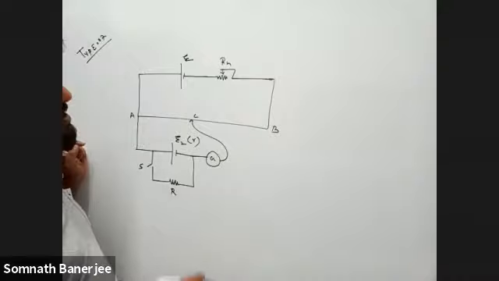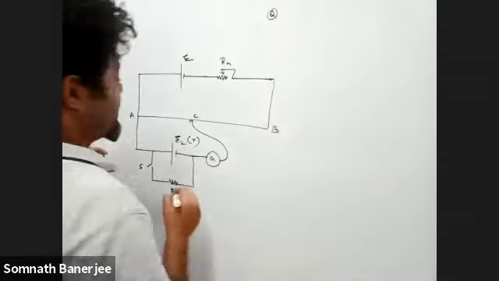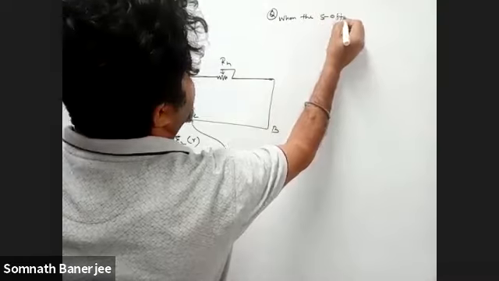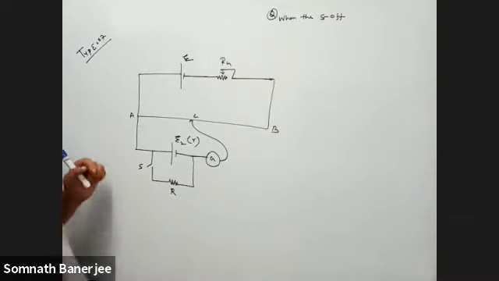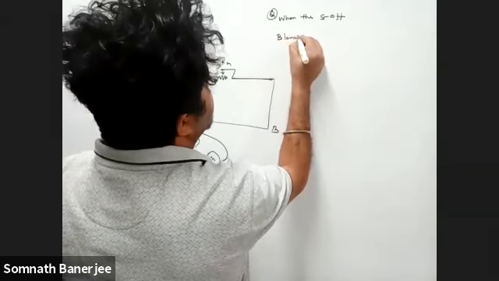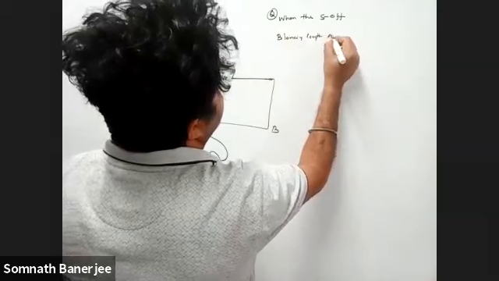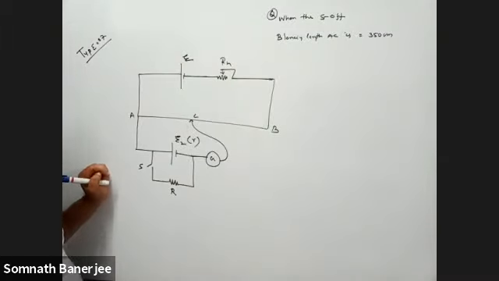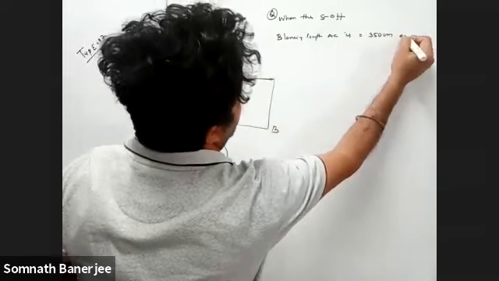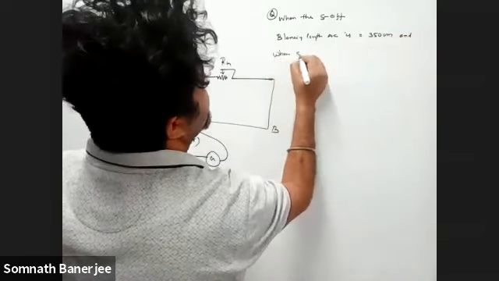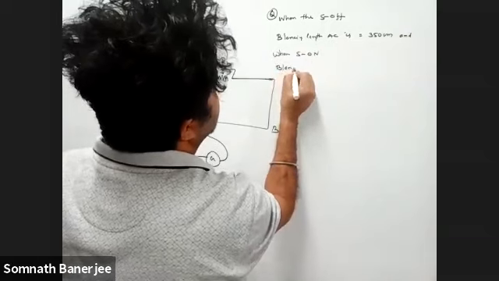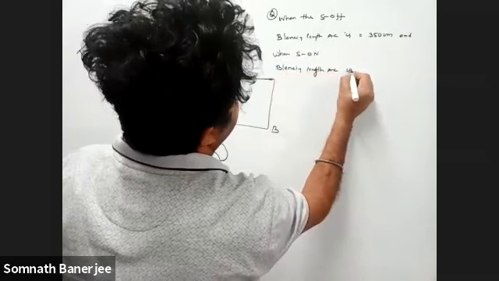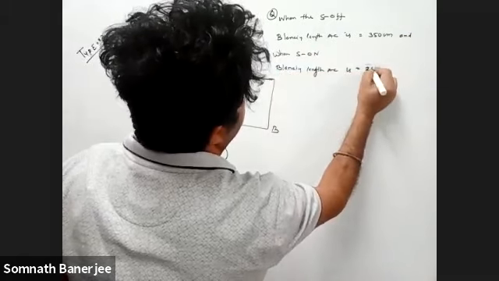First I want to give you the question. The question is: when the switch is off, the balancing length AC is suppose 350 centimeter, and when the switch is on, the balancing length AC is suppose 250 centimeter.